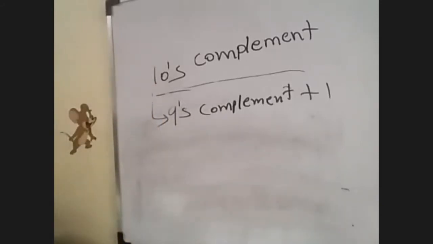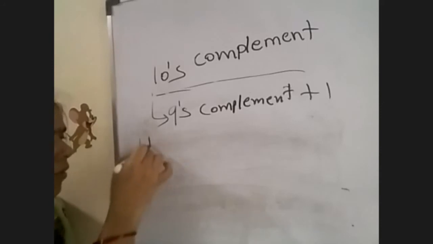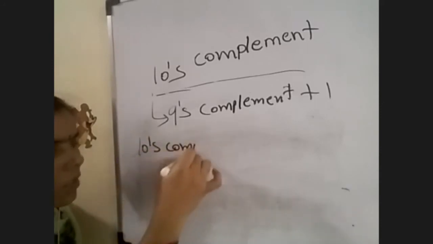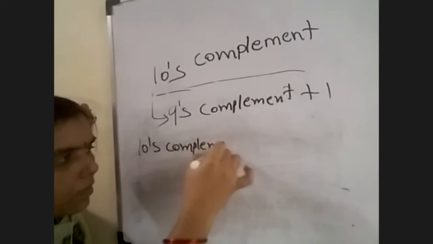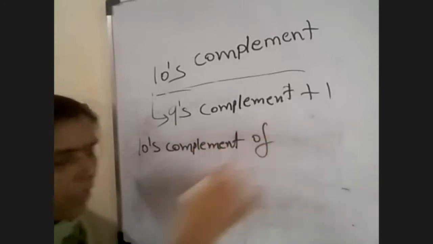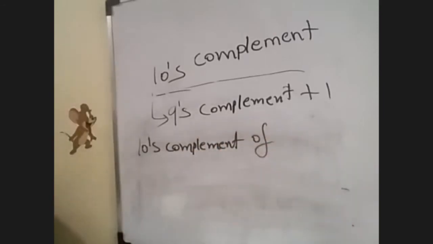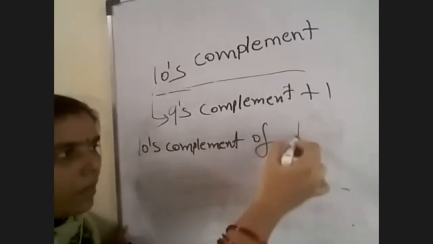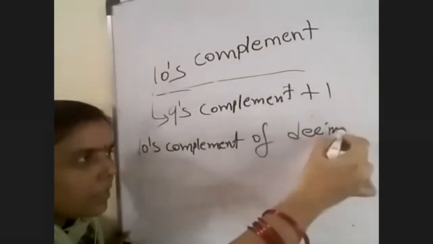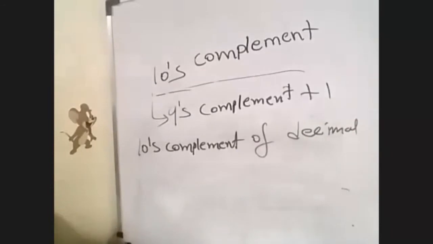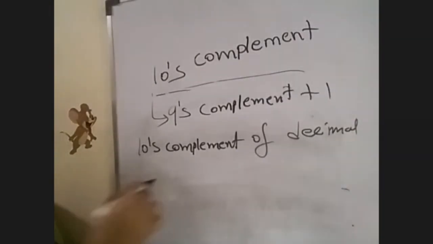Okay, we will discuss one example for this. You can easily understand. Find the tens complement of the decimal number 2389.